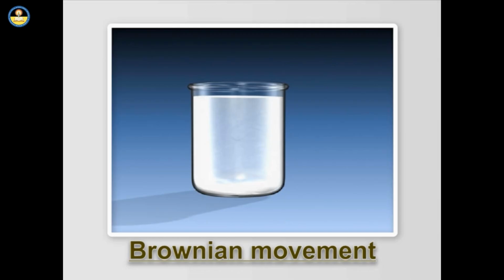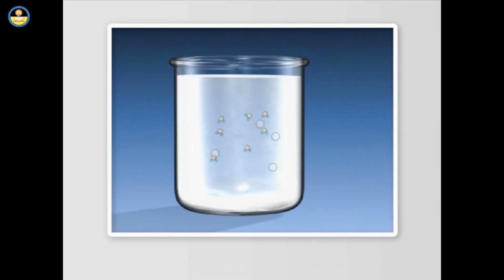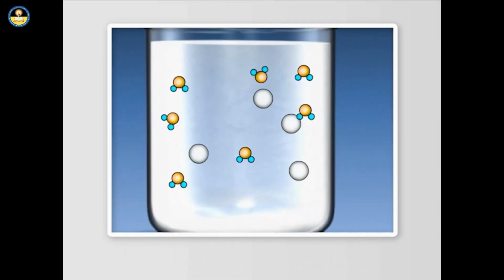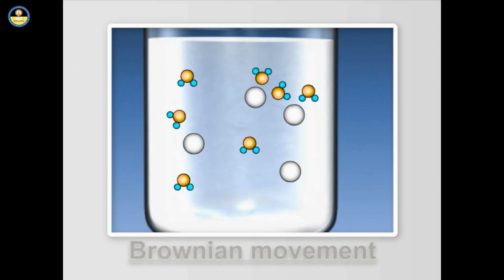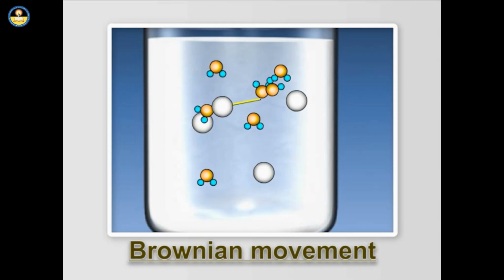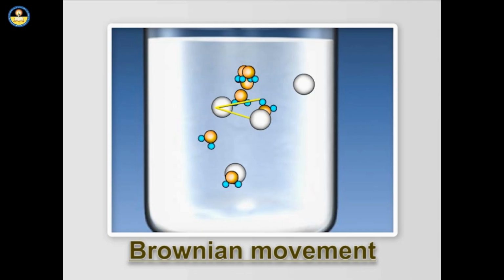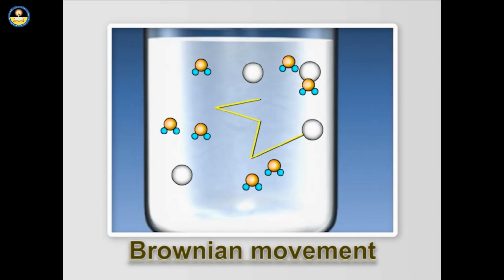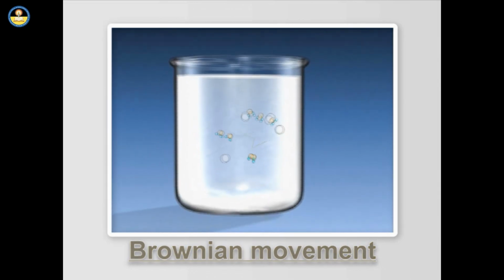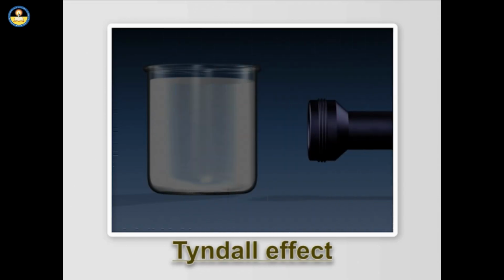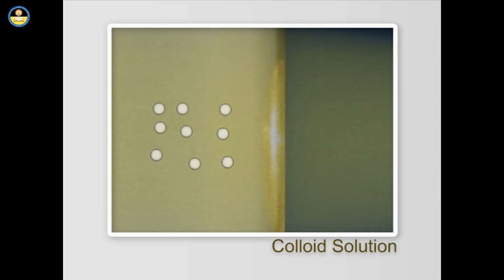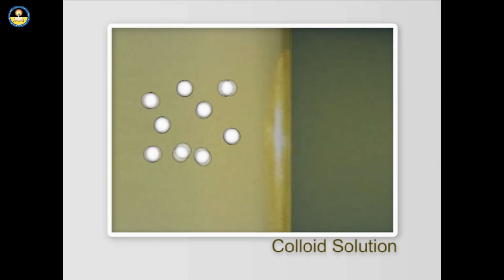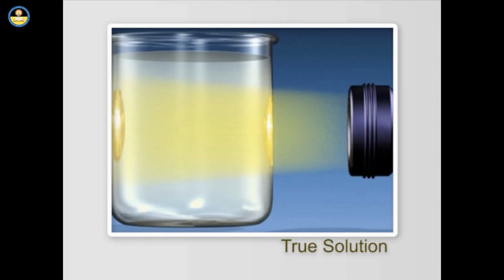Brownian movement. The random motion of the dispersed particles in a colloidal dispersion is known as Brownian movement. It results from the impact of the particles of the dispersing medium on the colloid particles, leading to haphazard motion. Tyndall effect. The Tyndall effect is observed with colloidal dispersion but not with true solutions.